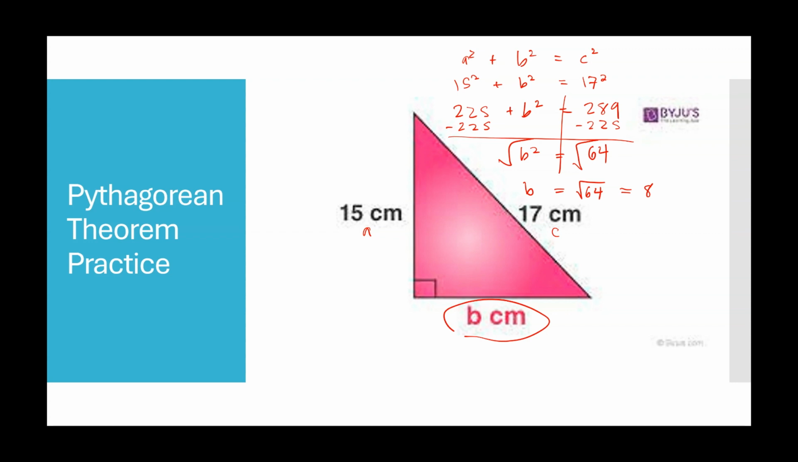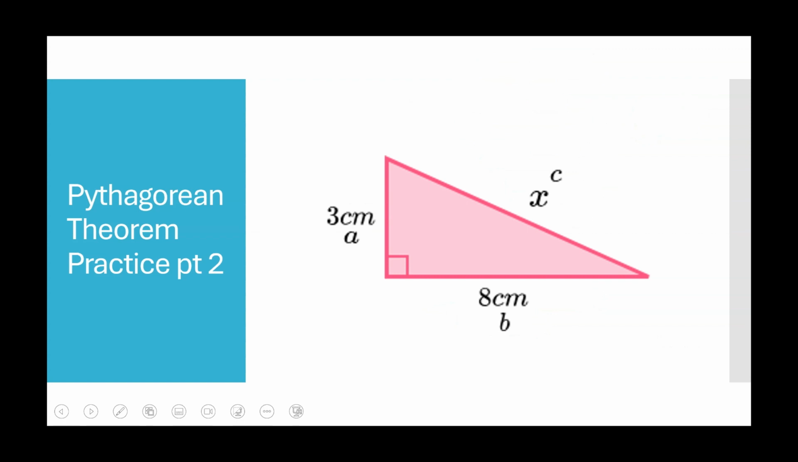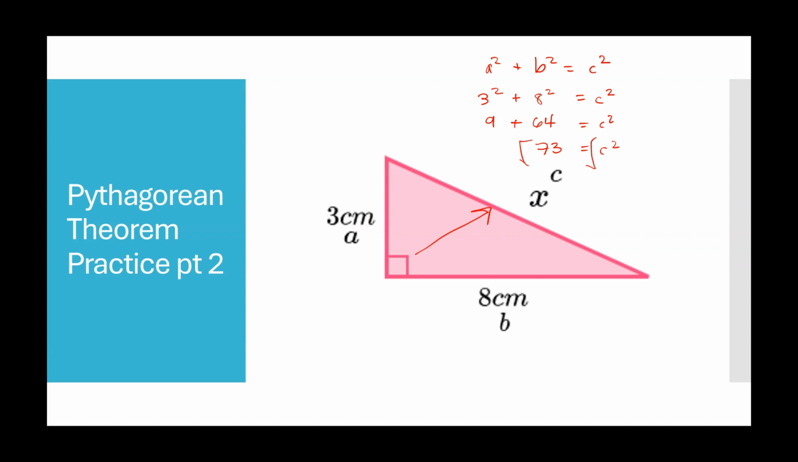Let's try another. All right, we've got 3, we've got 8, we've got x. A squared plus b squared equals c squared. This time I'm missing my hypotenuse. So I'm going to have 3 squared plus 8 squared equals c squared. What is this? 9 plus 64 makes 73. To get c all by itself, I better do square roots on both sides. And the square root of 73 is not a nice number. That is an irrational number for sure.